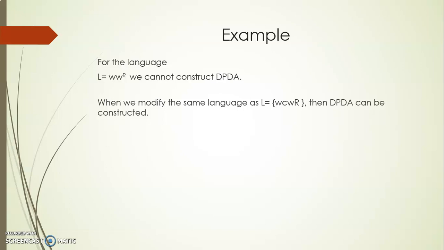I'll give one small example which shows the basic difference between deterministic and non-deterministic push-down automaton. Consider the language W W power R. Assume that W is a binary string, and W power R is the reverse of it. I have to construct a push-down automaton for this language, which consists of strings of some W followed by the reverse of the same string. But what is the problem here? I do not know where the W ends and the symbols of W power R begin. So there is a confusion.